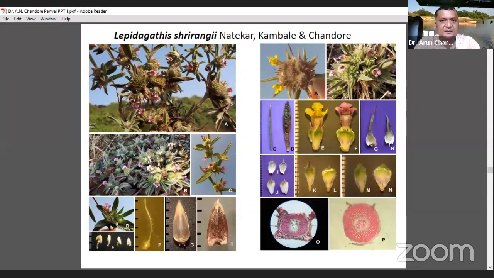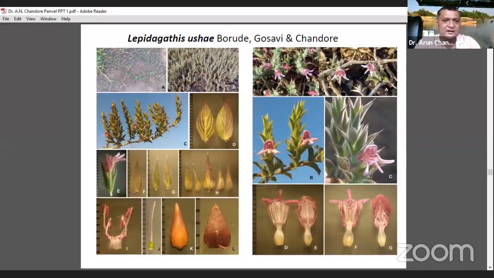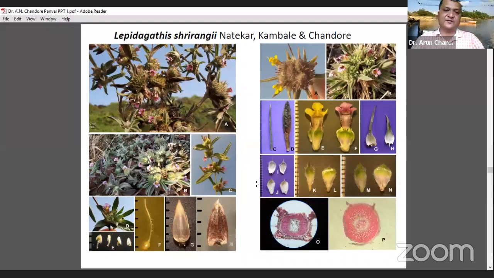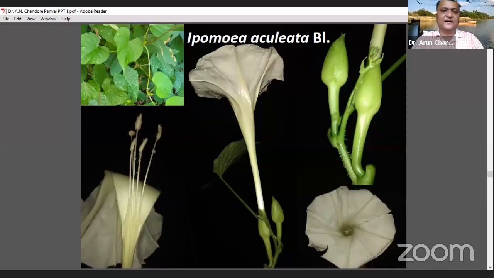Then this is Lepidagathis ushae. We covered all seasons, monsoon season, then winter season and summer season, and we studied this plant for 3 years, and after that we came to the conclusion it is new to science. Then another important group is Ipomoea aquatica. This species has large, beautiful, night blooming flowers, about 20 to 25 centimeter across. And this plant is reported for the first time from Maharashtra.